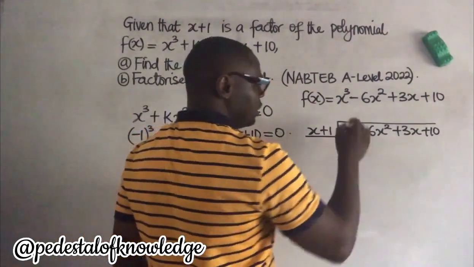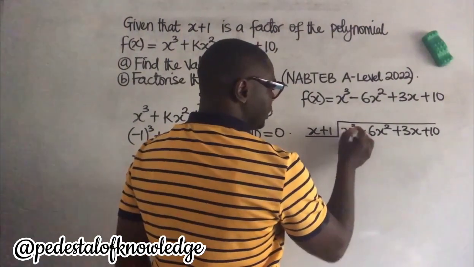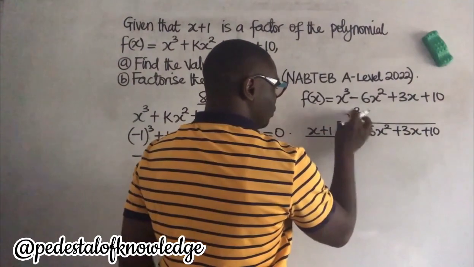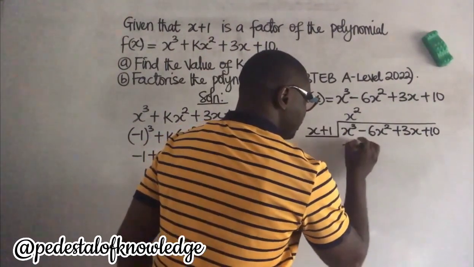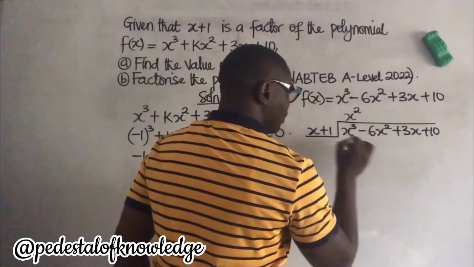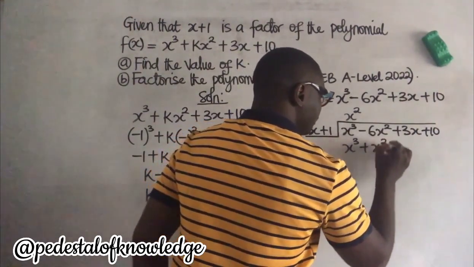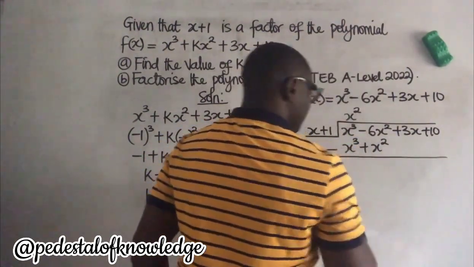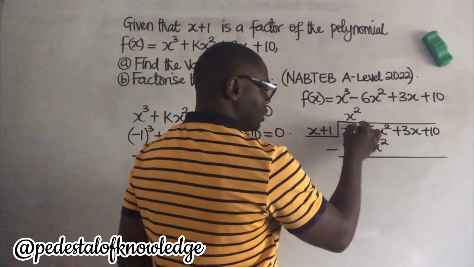Remember that the quotient is placed on top. So x into x raised to power 3 will give us x squared. Now this x squared will multiply x. x squared times x will give us x raised to power 3, and x squared times 1 will give us x squared. So after this, we now subtract. x raised to power 3 minus x raised to power 3 is equal to 0.